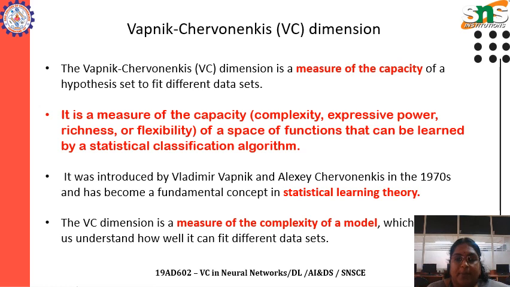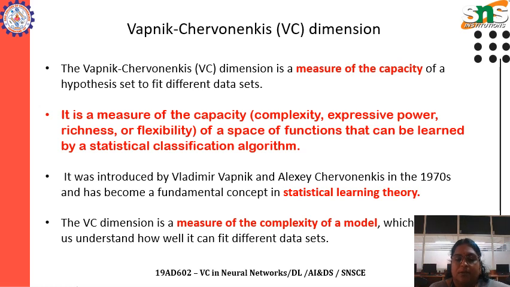So, measure of capacity. What are we going to measure? We are going to measure the complexity, expressive power, richness, or flexibility of the space of functions that can be learned by a statistical classification algorithm. This was introduced by Vladimir Vapnik and Alexey Chervonenkis in 1970. So it has got the name VC dimension. It is a statistical learning theory.